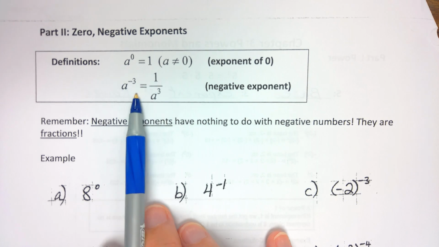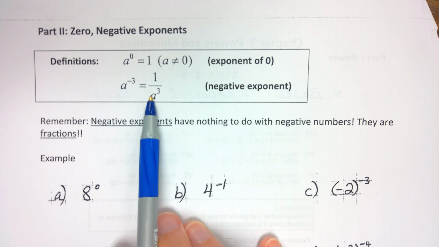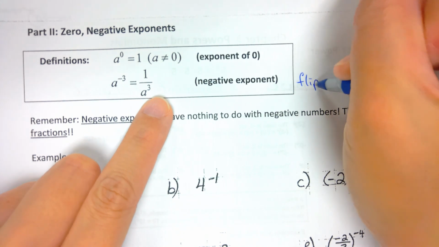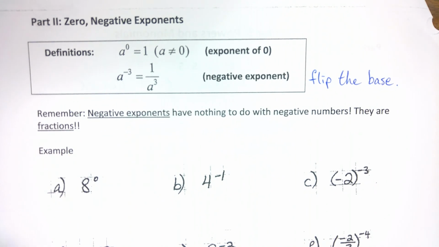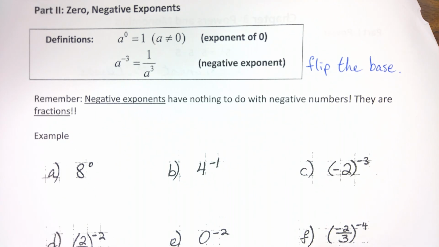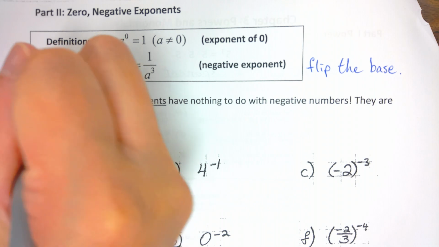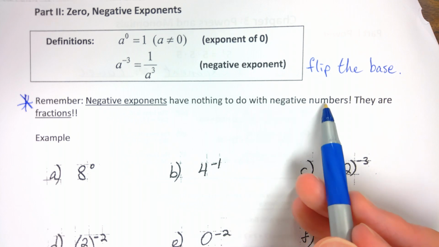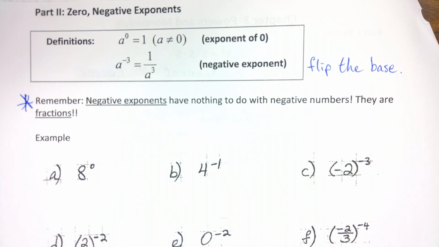Right? And then anything to the power of a negative exponent, it means to flip the base. Okay, for negative exponents. And one very, very important point: negative exponents have nothing to do with negative numbers. It creates a fraction. It does not make an answer negative.